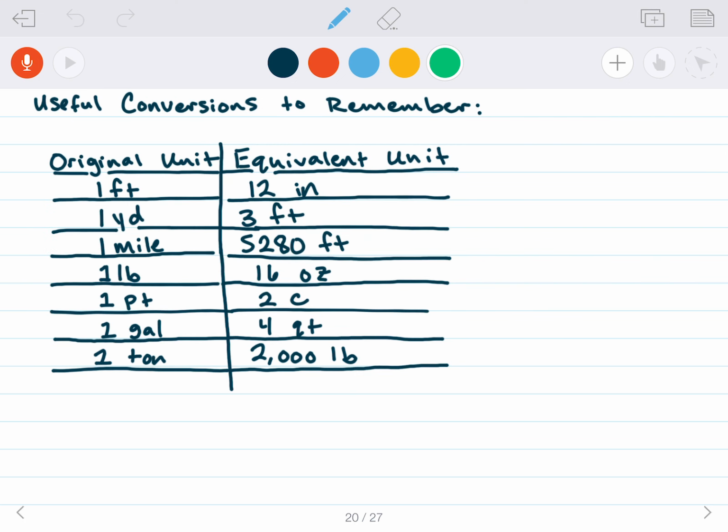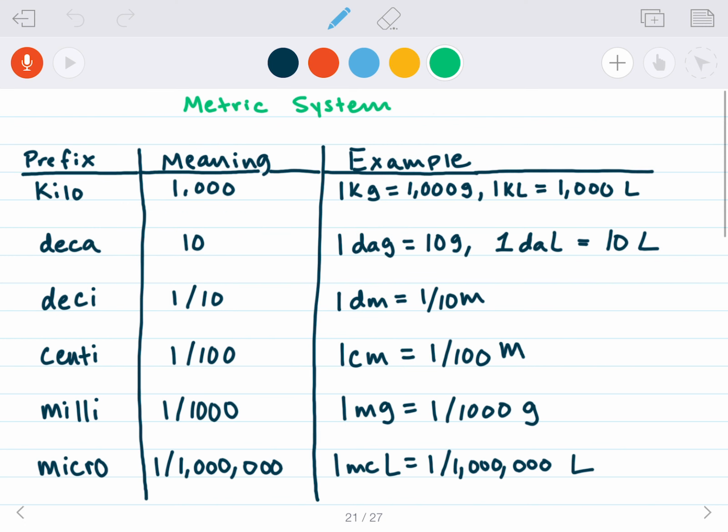So some useful conversions to remember. I would put this stuff on an index card right before you're about to take the TEAS and just memorize these conversions. 1 yard is 3 feet, 1 foot is 12 inches, and so forth. We also have something called the metric system, and basically we're going to be given these prefixes as seen in the leftmost column, and they all mean something different.